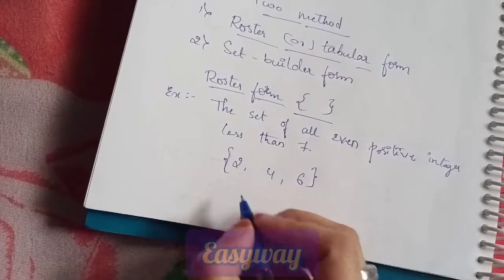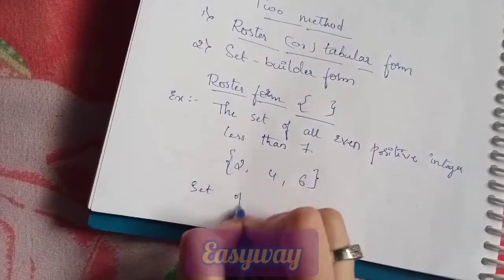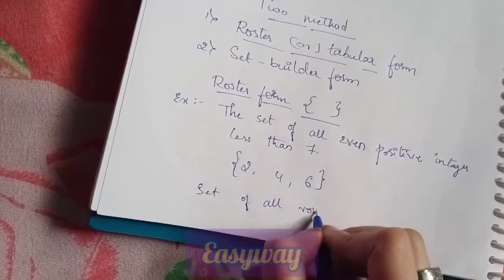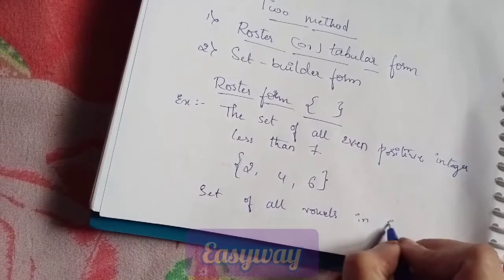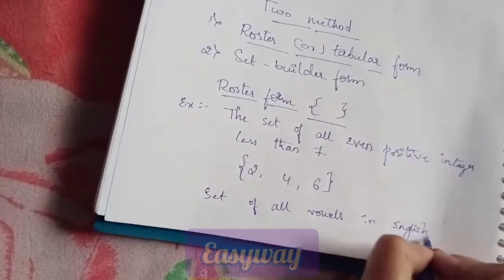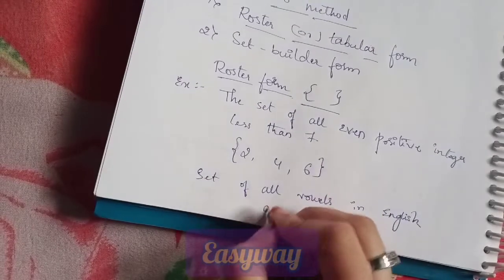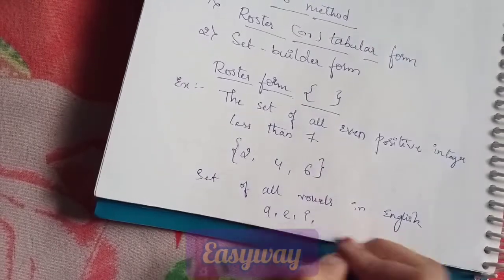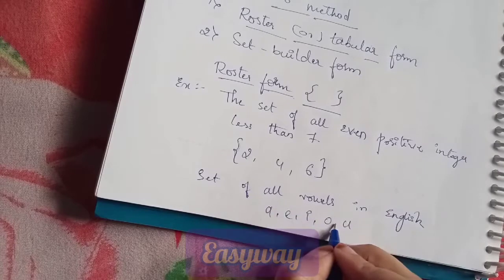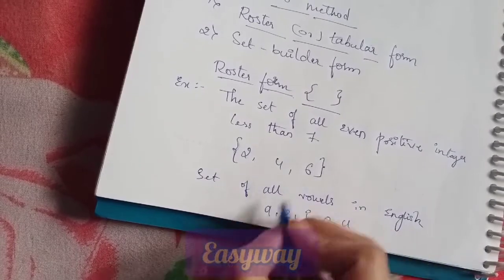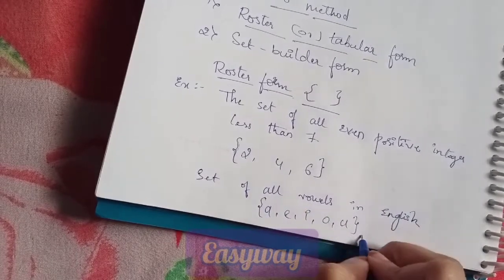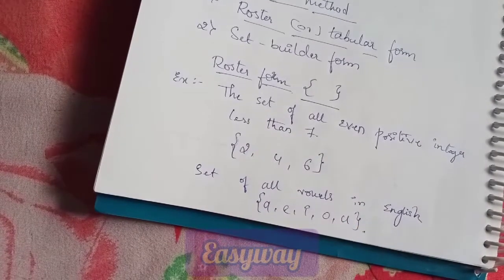Another example is the set of all vowels in English. What are the vowel letters in English? That is A, E, I, O, U. This is the set of all vowels in English, so we represent it in roster form.